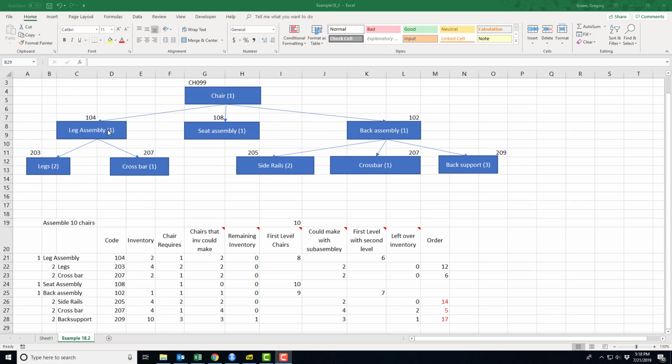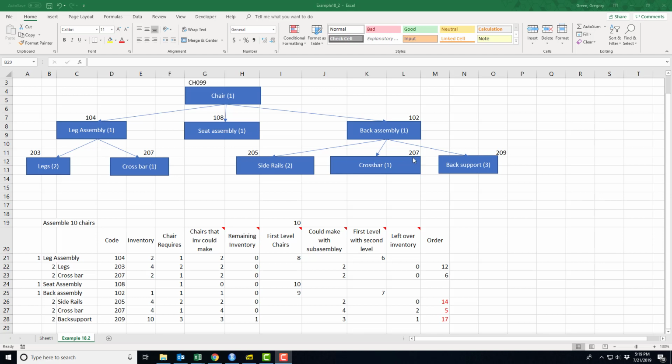So I have to have a seat assembly, and it comes from some subparts. Leg assembly that comes from some subparts. The seat assembly, just the seat, so I don't have anything below it. It's already at its most basic level. Whereas the back assembly, there are 3 different parts that have to come in so that we assemble it and create a back assembly.